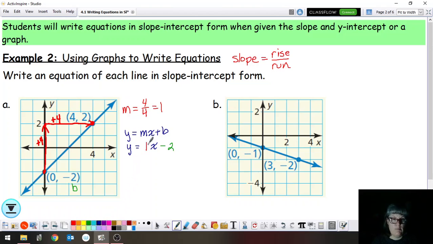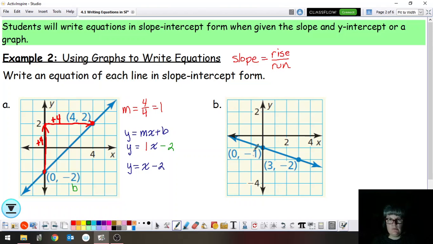And because m is 1, I want to point out you may see this equation written as y equals x minus 2, because when you have a coefficient of 1, you don't always have to write the 1. It's understood to have a coefficient of 1 in your equation.